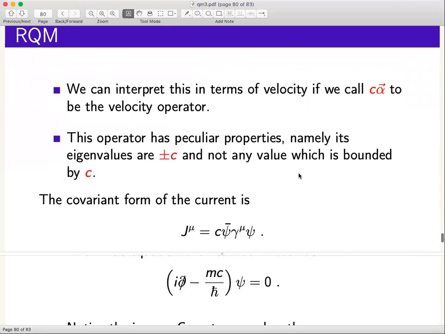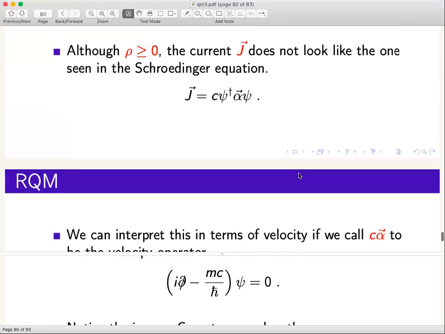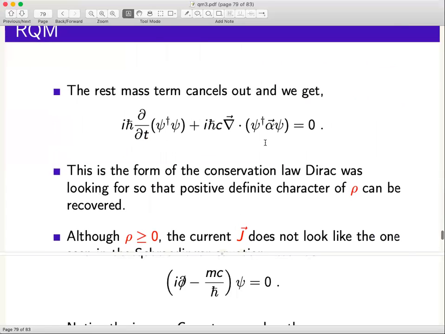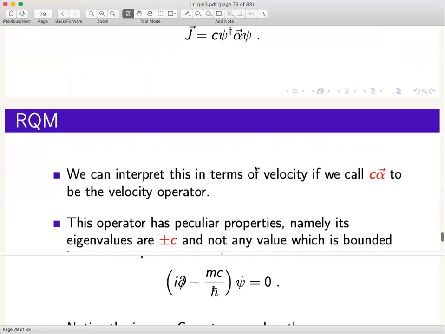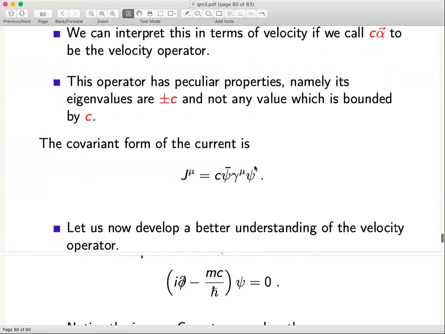Fine. So as I was saying some time ago, you could just multiply this equation by gamma 0 squared sandwiched between psi dagger and psi, and soak up factors appropriately. You can actually write down the current in a covariant form, which looks like C times psi bar gamma mu psi.